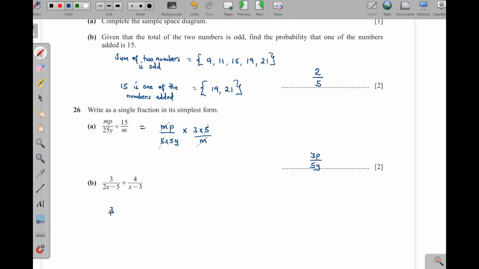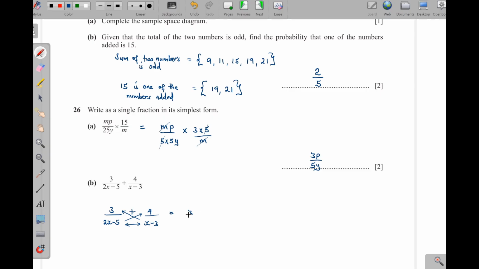Then part B, we are supposed to write this one also as a single fraction. So to get the common denominator, because you cannot solve fractions when you don't have the common denominator. So what we do, we call this one the butterfly method. So you multiply these two denominators, then you multiply this with this, and then that with that.